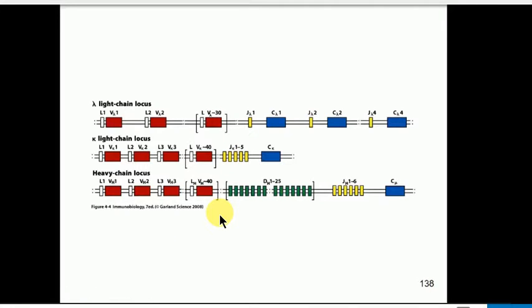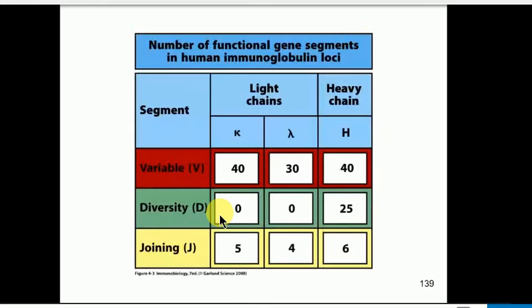And as you can see, because you've got loads of variable domains and loads of constant domains and loads of joining domains, there's many different ways in which you can recombine those bits of DNA and do the splicing afterwards to produce diversity. So if we summarise that, and this is the human locus, this varies in different organisms, but at the human locus, between kappa and lambda, you've got something like 70 different variable domains physically encoded in the genome. Heavy chain, you've got around about 40. You don't have the diversity domains for the light chains, but you do have 25 or so diversity domains for the heavy chain, and you've got quite a number of different joining domains as well.